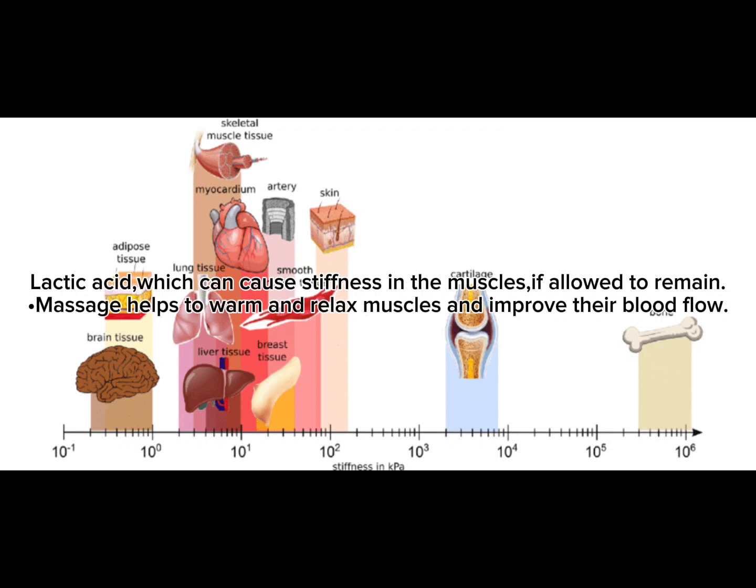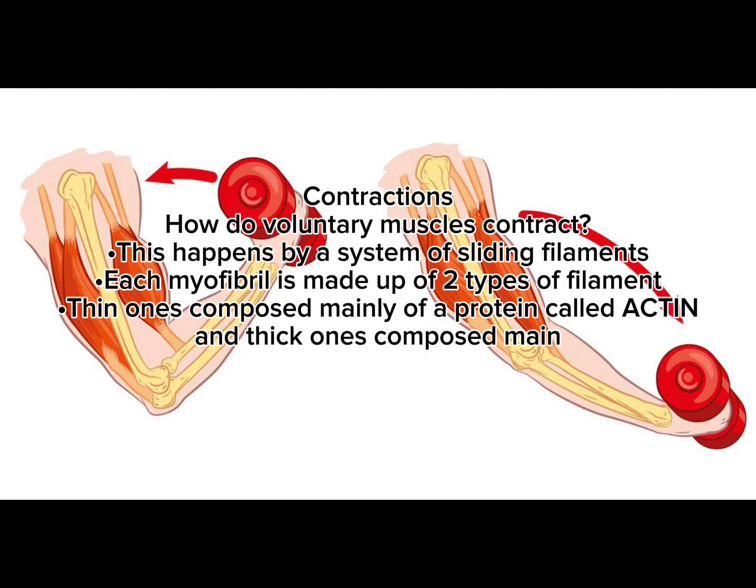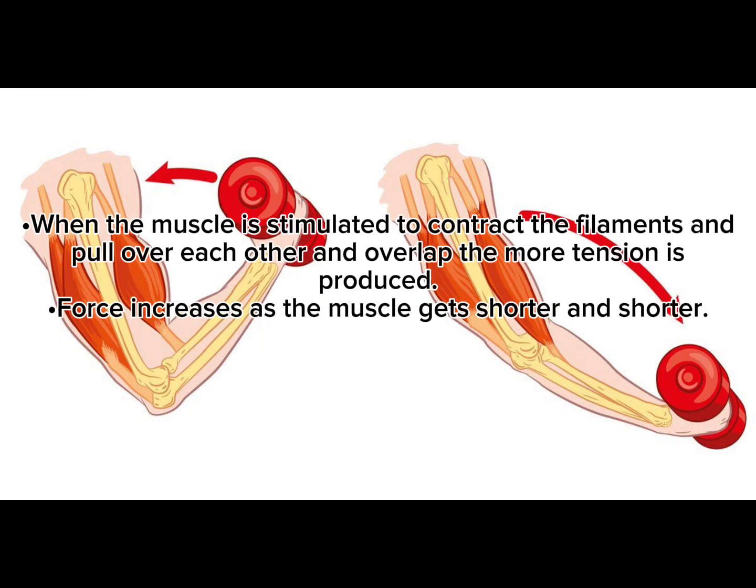If allowed to remain, massage helps to warm and relax muscles and improve their blood flow. Contraction. How do voluntary muscles contract? This happens by a system of sliding filaments. Each myofibril is made up of 2 types of filament: thin ones composed mainly of a protein called actin, and thick ones composed mainly of myosin. When the muscle is stimulated to contract, the filaments pull over each other and overlap; the more they overlap, the more tension is produced. Force increases as the muscle gets shorter and shorter.